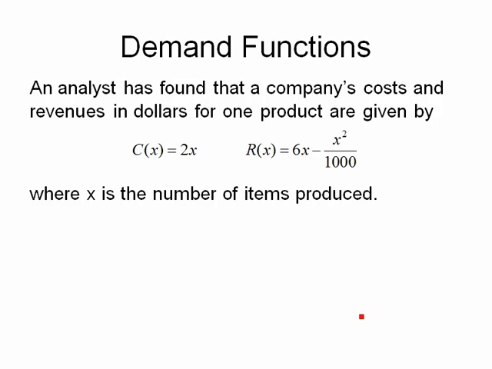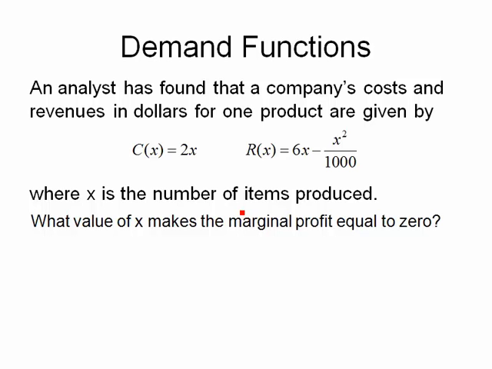Now let's take a cost function and a revenue function and put them together and then try and figure out what the corresponding profit's going to be. So an analyst has found that a company's costs and revenues in dollars for X products are given by C of X equals 2X and R of X equals 6X minus X squared over 1,000, where X is the number of items produced.